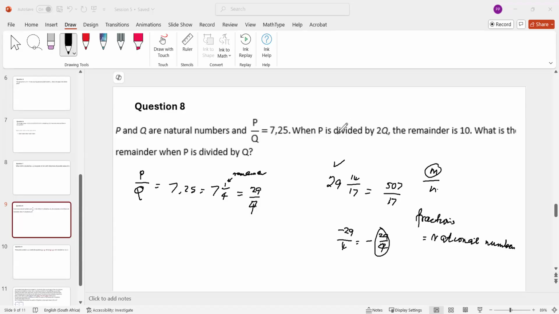I didn't even go on to see what's going on here. Now, if P is divided by 2Q, the remainder is 10. So if P is divided by 2Q, like that, the remainder is 10. So you've got 10 over something, because we just saw that the remainder is going to be like this.